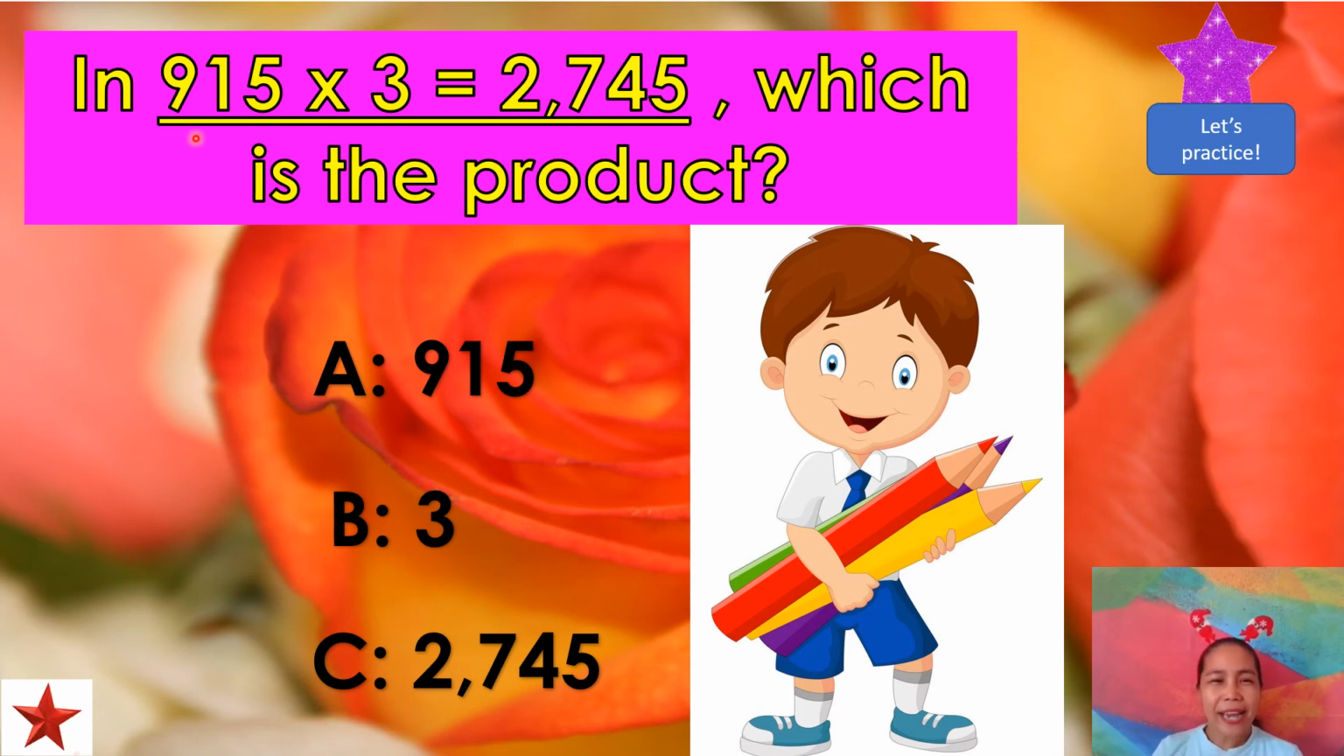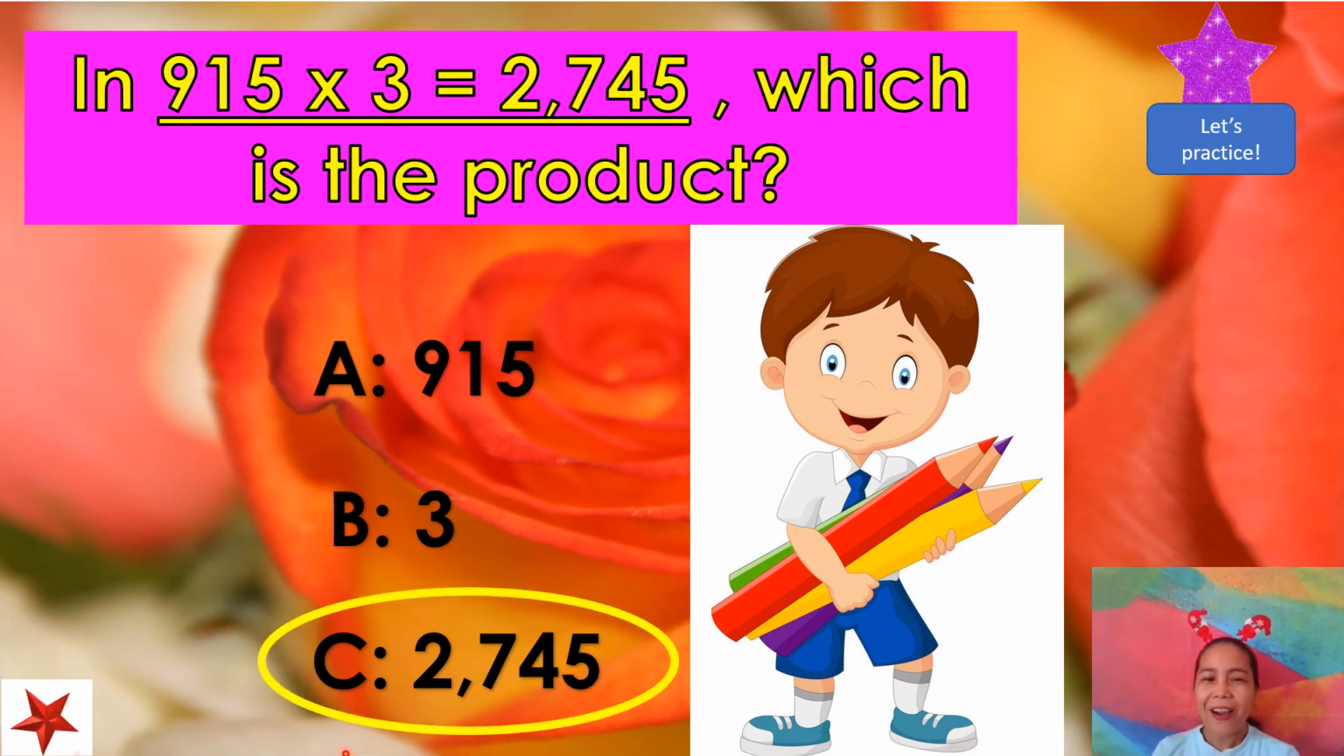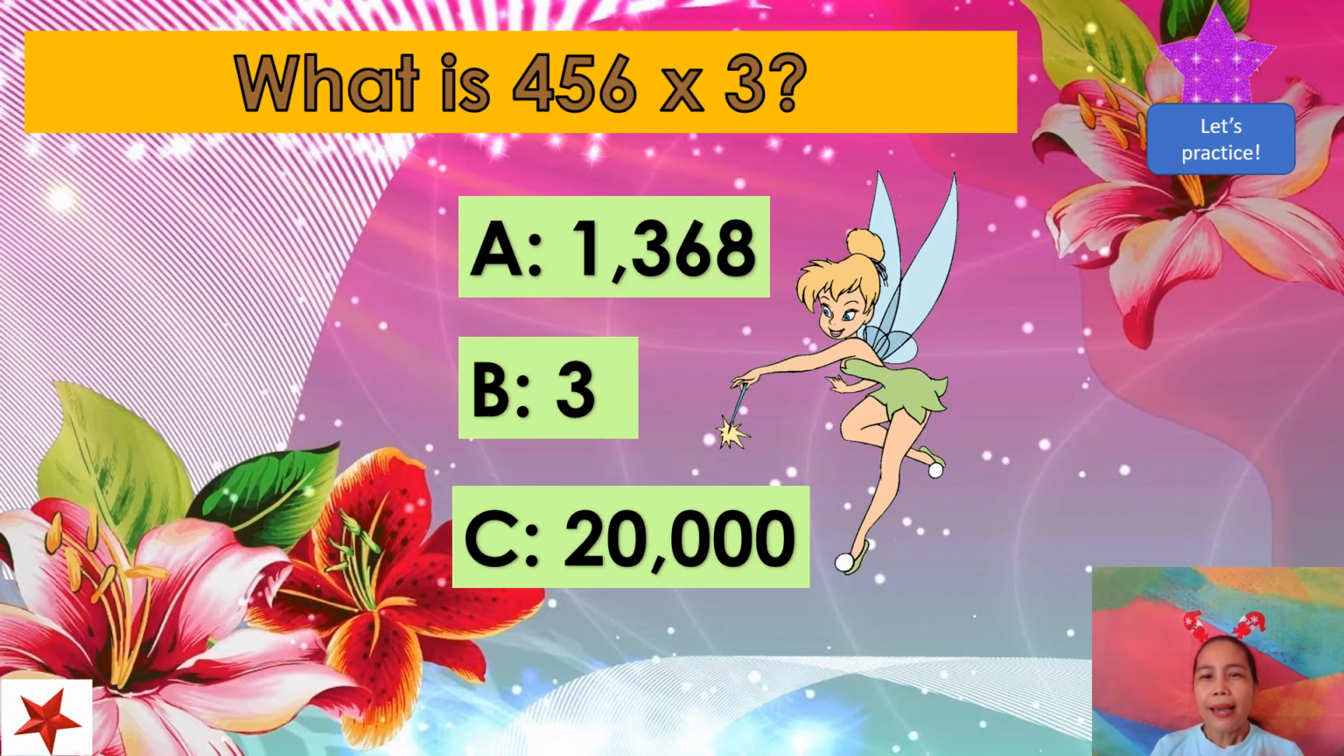In 915 times 3 equals 2,745, which is the product? Choose your answer, A, B, or C. You are so sure with your answer, and that's correct. C, 2,745.